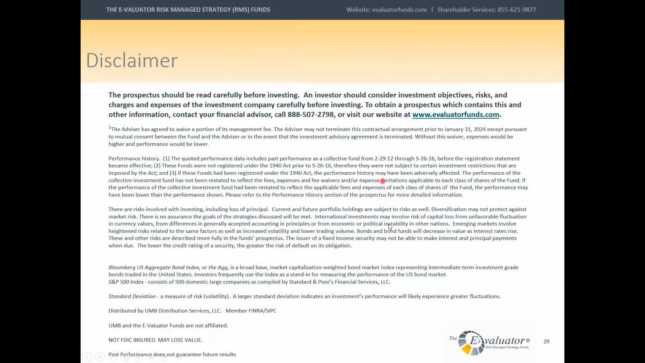This is just a disclaimer that identifies all the various notes that we have to make. Our funds are not FDIC insured. UMB, United Missouri Bank, is the distributor of our funds. Just common disclosures that we need to share with you to make sure you're a well-informed investor.